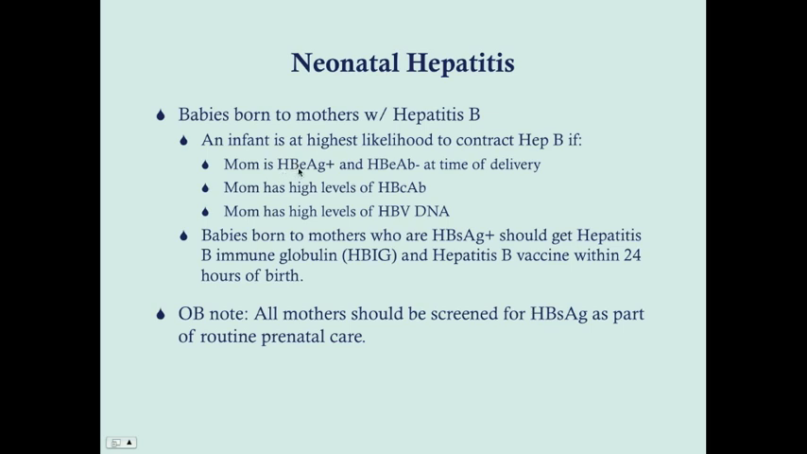So if the mother is E antigen positive but E antibody negative, there's a very high likelihood of vertical transmission. Also if the mom has a high level of hepatitis B core antibody, or if the mom has high levels of HBV DNA. Babies who are born to mothers who are hepatitis B surface antigen positive should all get hepatitis B immune globulin, and they should, of course, like all other babies, get hepatitis B vaccination within 24 hours of birth. And as a side, you probably know, on the OB side, all mothers should be screened for hepatitis B surface antigen as part of routine prenatal care, regardless of whether they have been exposed or possibly exposed or not. That goes for all women who are pregnant.